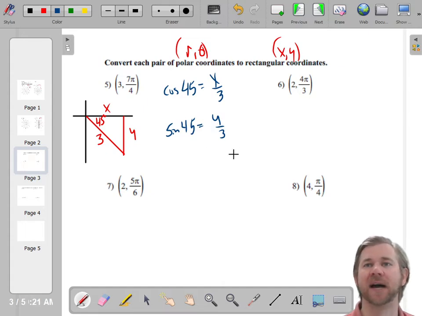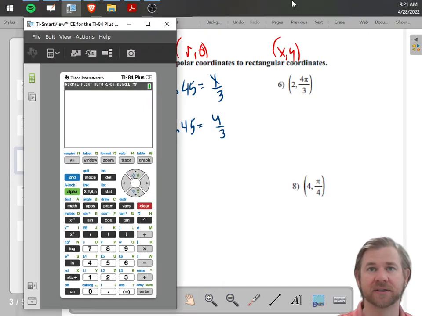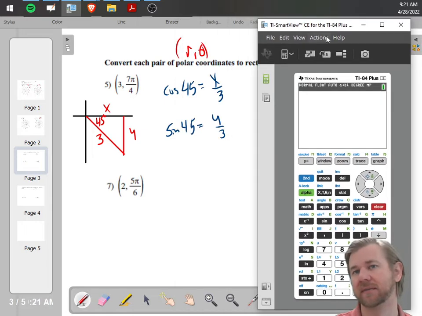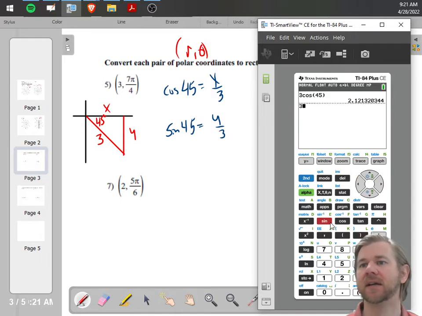So I just multiply using my calculator. Sometimes you can do it without a calculator, but we might as well just use one. 3 cosine 45. And 3 sine 45.